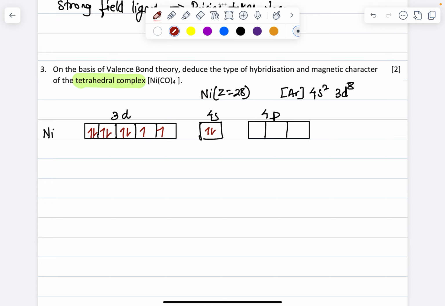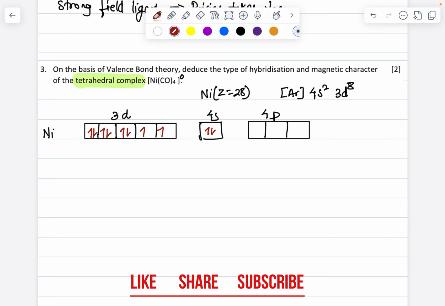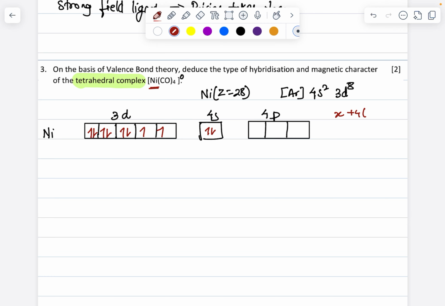Now what is the oxidation state of the nickel in a nickel carbonyl complex? Over here they did not mention any charge on this. So it is 0. We calculate on this nickel: X plus 4 into carbonyl, which is also 0, equals 0. So X is equal to 0, meaning nickel is in the 0 oxidation state. So nickel tetracarbonyl, 0 is the oxidation state.